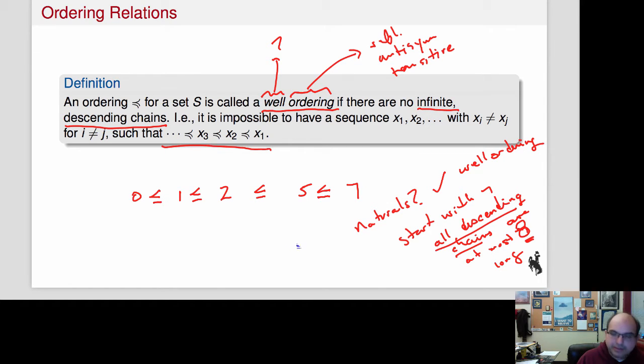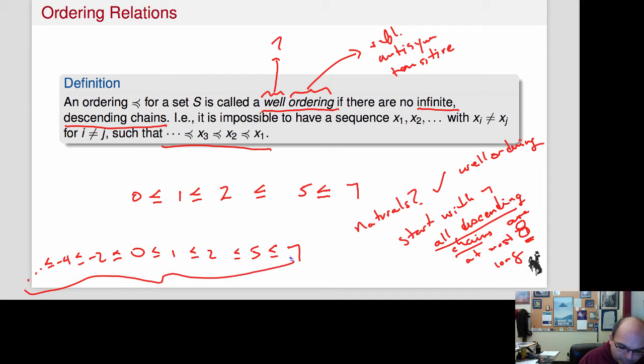But let's try to repeat the same example, now over the integers. So 7 is greater than or equal to 5, is greater than or equal to 2, is greater than or equal to 1, greater than or equal to 0. But notice what I can do now. This is minus 2, minus 4. And here, what we have is an infinite descending chain.